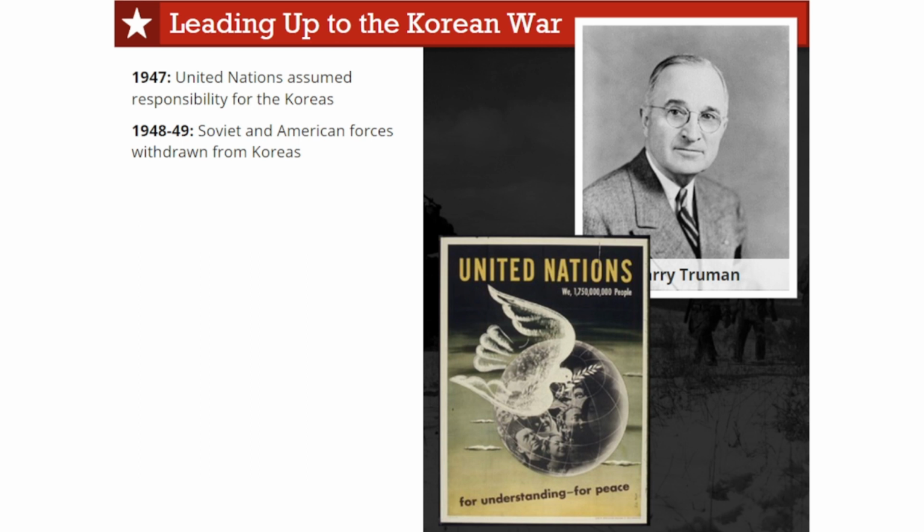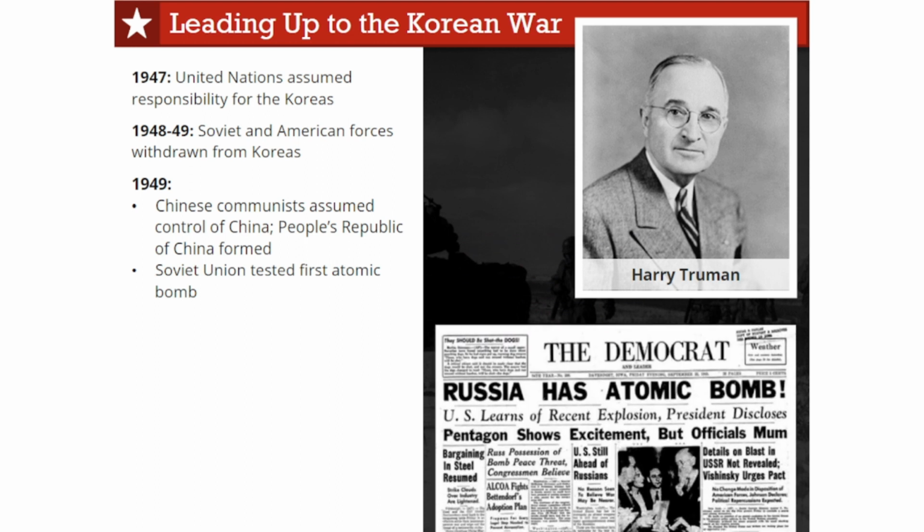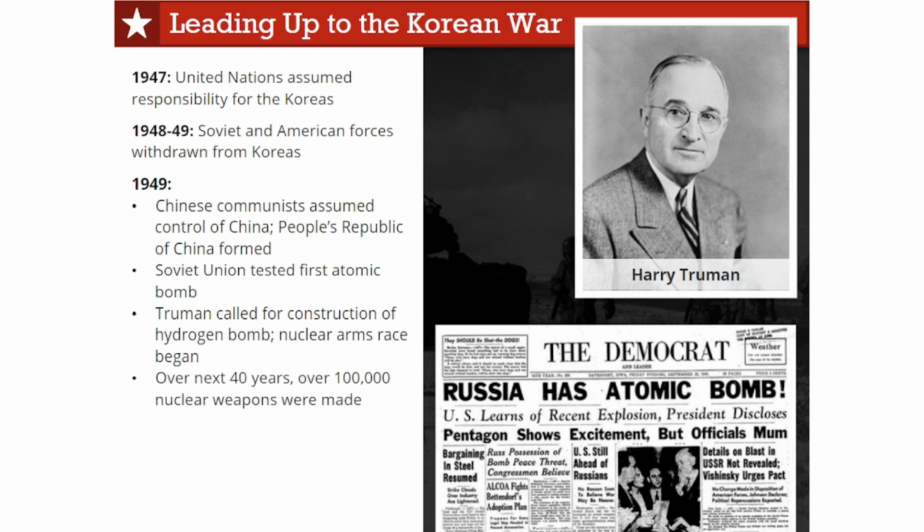Other events during this time also increased international tension and insecurity. In 1949, Chinese communists assumed control of China, forming the People's Republic of China. Also in 1949, the Soviets tested their first atomic bomb. In response, President Truman called for the construction of a hydrogen bomb, a bomb even more powerful than the atomic bomb. The nuclear arms race had begun, and over the next 40 years the two Cold War adversaries would make over 100,000 nuclear weapons, ready to be launched on land, sea, and in the air.